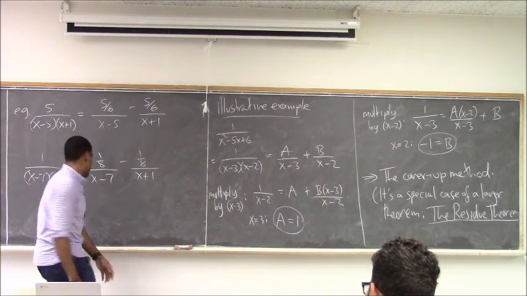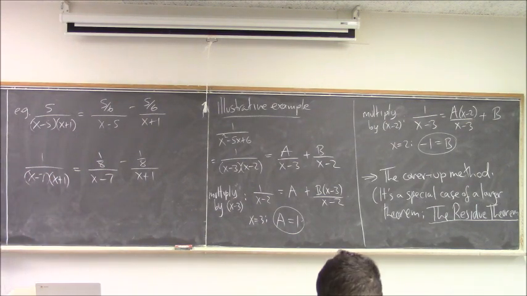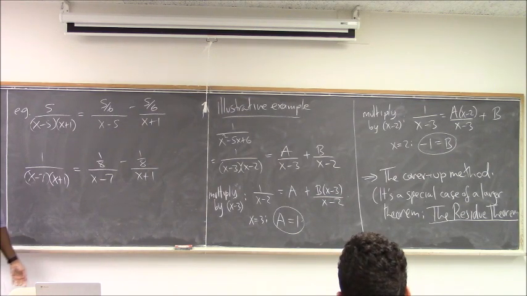This is called the cover-up method, right? Because you just cover up the guy whose numerator you want to find, plug in what would have made that 0, and that's actually going to be the answer.